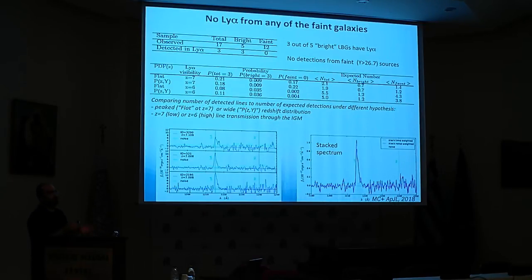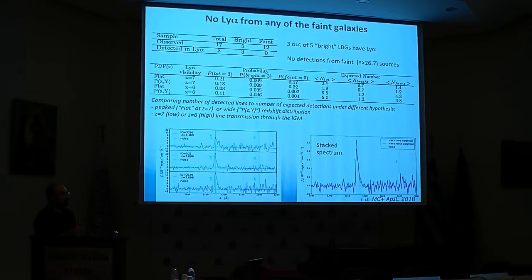The samples in this kind of studies are commonly divided into bright and faint, adopting a cut at around minus 20.25 in UV. So in this case also we divide the sample in this way. Out of five bright galaxies in the full BDF field, we confirmed three, as I told you, but we have 12 highly reliable faint objects with no Lyman alpha detections.